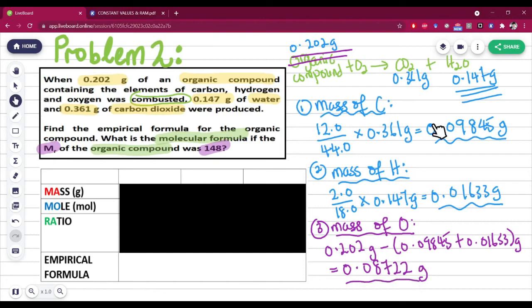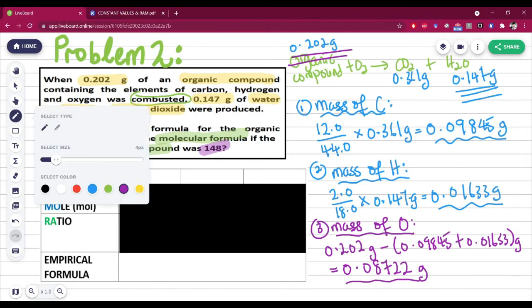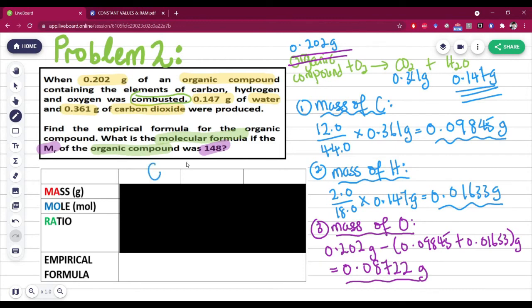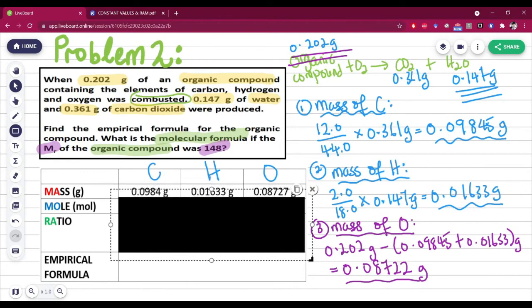So you're going to take all of the information here into your table. So don't forget, because you're going to be producing carbon, hydrogen, oxygen, you're going to write it there. You're just going to fill it in. Then you get something like this. You get 0.0984, 0.01633. Okay, so you have 0.08727, similar to what we have got over there. So that should be okay.